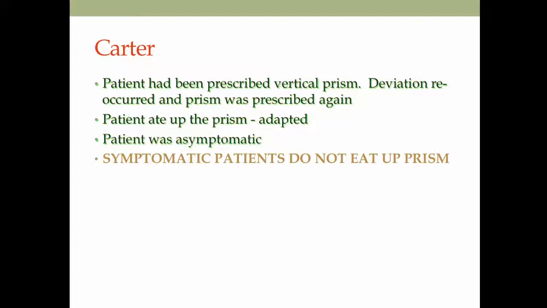So what did they do? They increased the prism. Patient came back a couple weeks after wearing the lenses, same thing happened. And they kept this process up, and the patient ended up with a significantly large prism correction, and then started developing asthenopia. And when they took the prism off, the patient had diplopia. The patient had adapted. This asymptomatic patient was now sitting with this large prismatic correction, and had developed adaptation, or had eaten up the prism.